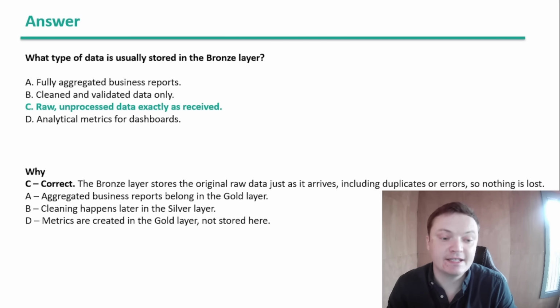And the answer is C, raw unprocessed data exactly as it is received. The bronze layer stores the original data just as it arrives, including duplicates or errors, so nothing is lost. Aggregated business reports belong to the gold layer. For B, cleaning happens in the silver layer. And D, metrics are created in the gold layer and they are not stored here.